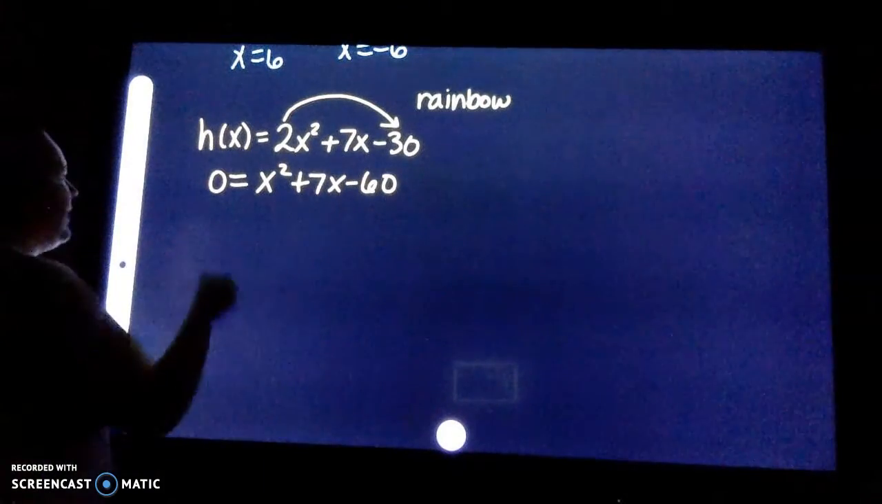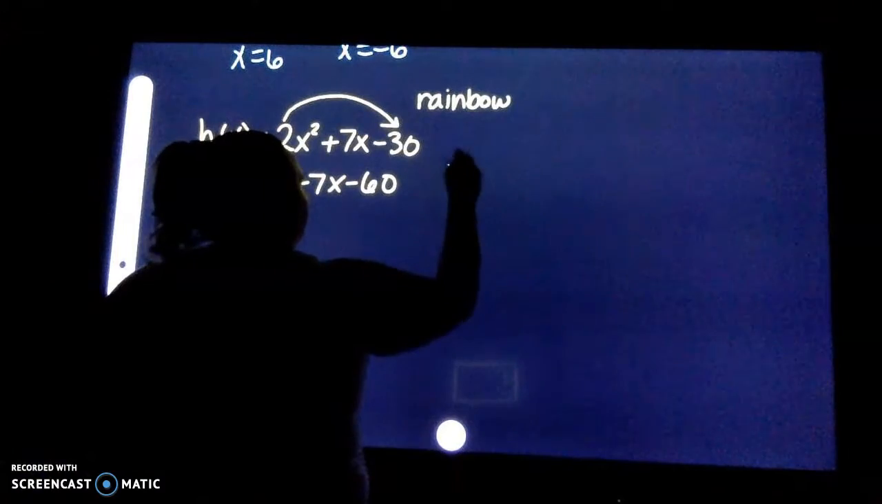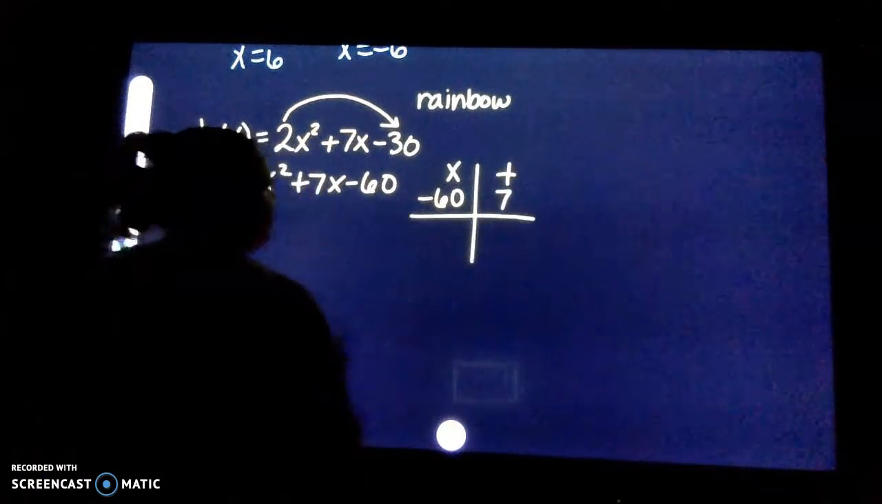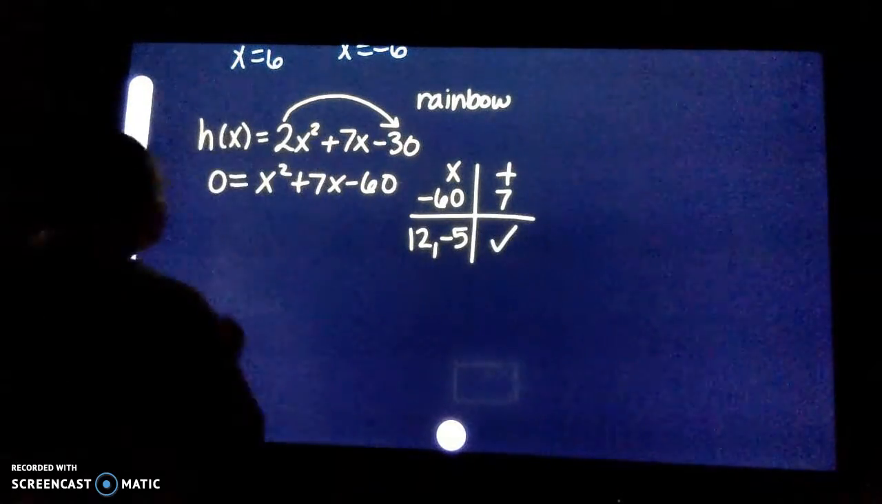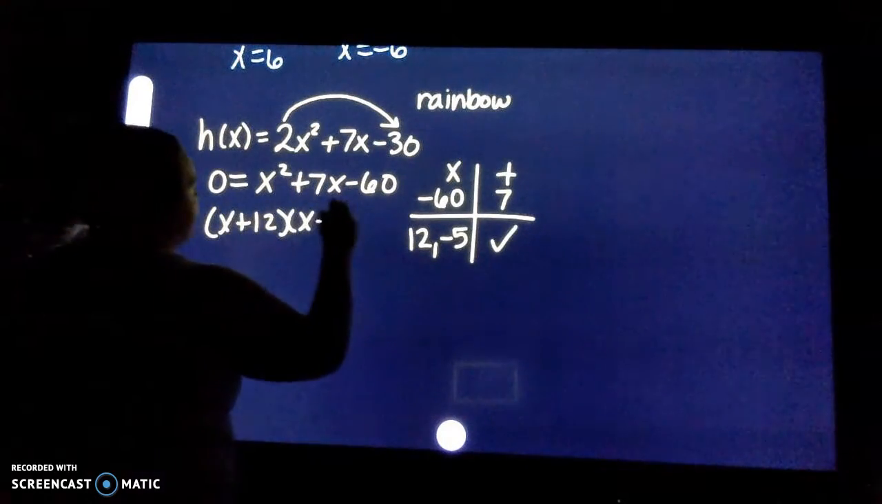From here, I'm just going to go ahead and factor it like normal using my CB chart. So I'm looking for two numbers that multiply to a negative 60 and add to a 7. I get 12 and negative 5. So this becomes x plus 12 and x minus 5.